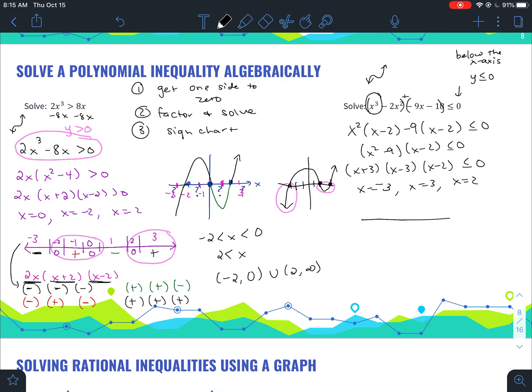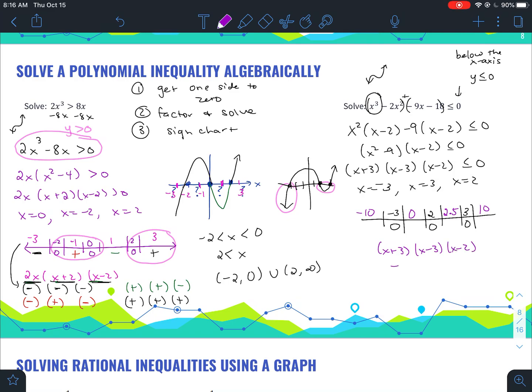Or if I tried it with the sign chart, I know that I need to test at negative 3, 3, and 2, going in order, just like you would on a number line. I know at all of those places my graph is equal to 0. So I'm going to test, I could test -10, I could test 0, I could test 2.5, and I could test 10. And I plug them into x plus 3 times x minus 3 times x minus 2.